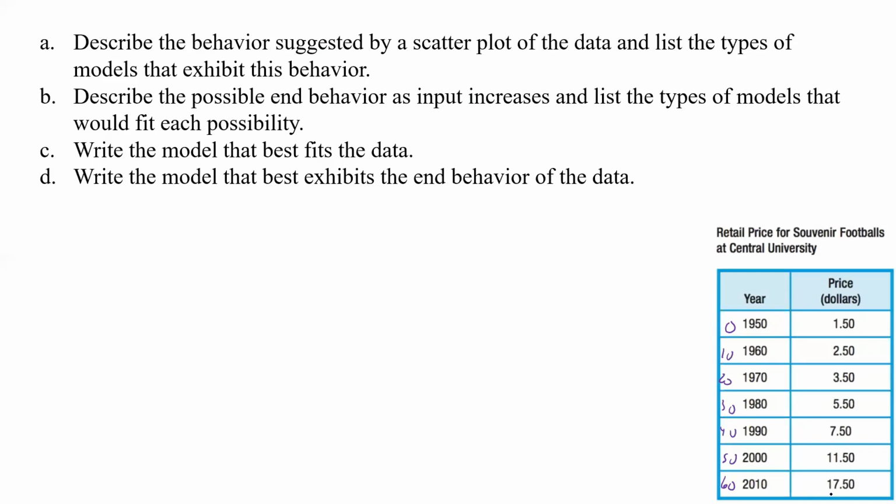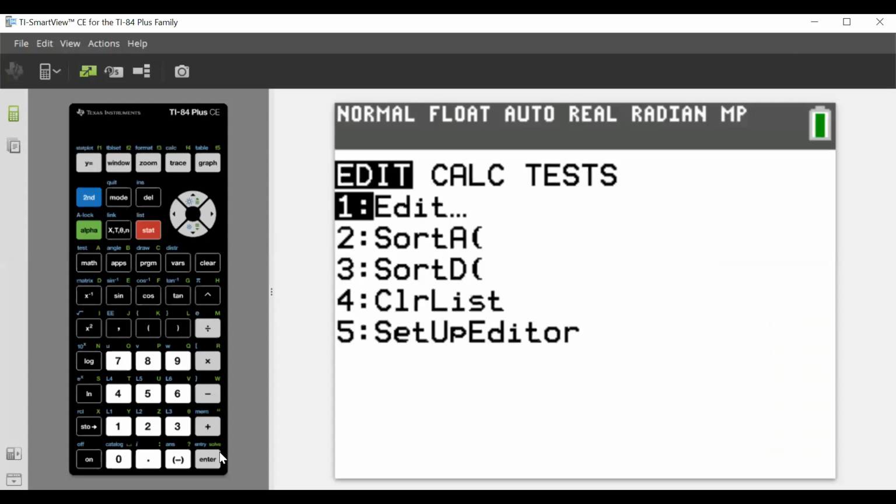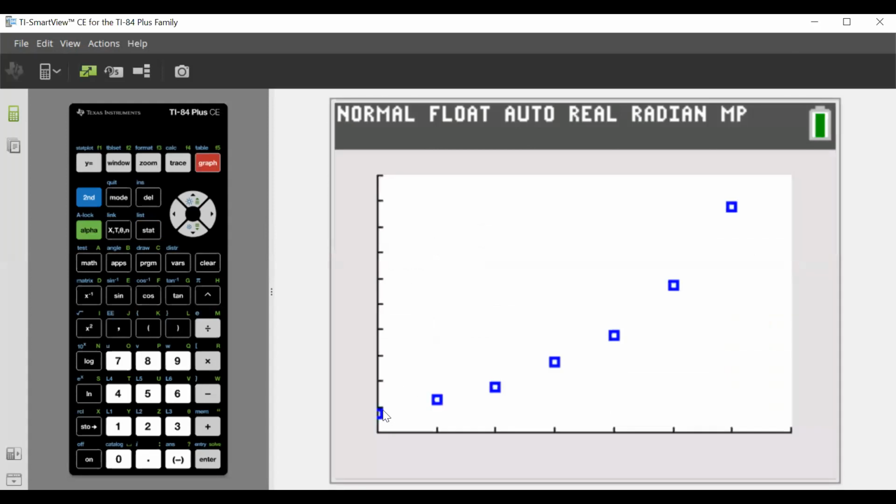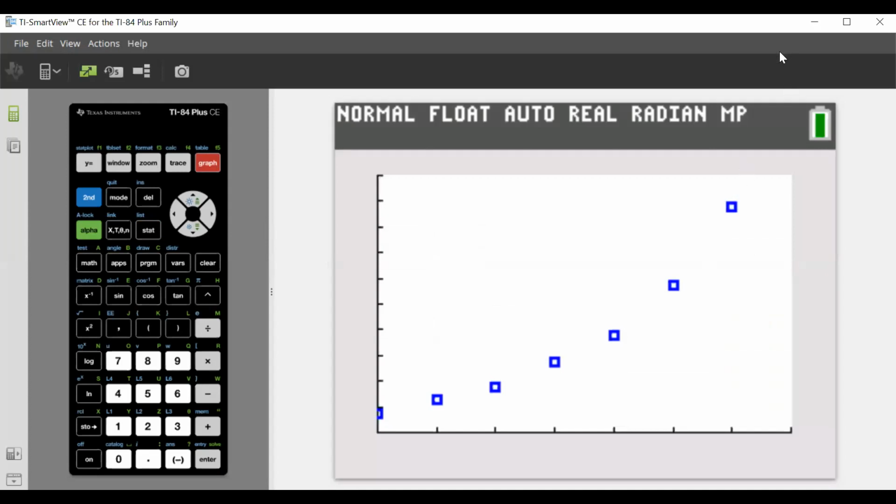Well, it keeps going up too. So I think as time goes by, it's going to continue to go up. So I think that's going to be a key. And so now let's go look what the data actually looks like on a scatter plot. So again, I've typed in the data, 0 through 60, and our data going up in price. And so it looks like it's just going up and up and up. And again, I don't think it's going to stop going up. I think it's just going to continue going up.